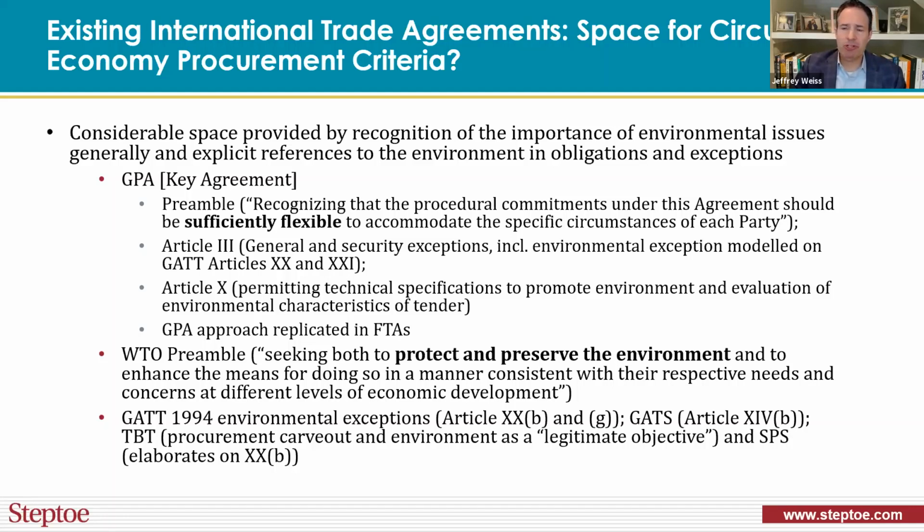You also find environmental language in the preamble to the WTO agreement, which talks about the need to both protect and preserve the environment. And as I mentioned before, there are environmental exceptions to different disciplines. So for example, in the GATT, there are disciplines for most favored nation treatment and national treatment, and there are environmental exceptions for protecting the environment, human health, exhaustion of natural resources. There are also exceptions in the General Agreement on Trade in Services, the SPS agreement, as I mentioned before. The TBT agreement actually carves out procurement and says procurement is not subject to this agreement, but also lists environment as a legitimate objective.